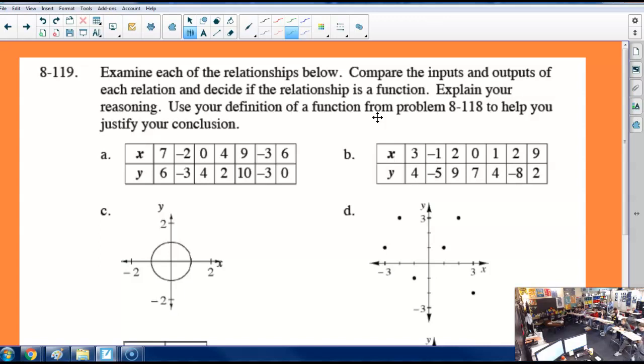So remember, to be a function, an input can only have one output. But an output can have multiple inputs, right? So for an input, 7 maps to 6, -2 maps to 3, 0 maps to 4, 4 maps to 2, 9 maps to 10, -3 maps to that. Did we use any inputs twice? No. Did we use any outputs twice? Yes, but that's fine, right? Because this is the y value of -3, that's the y value of -3.